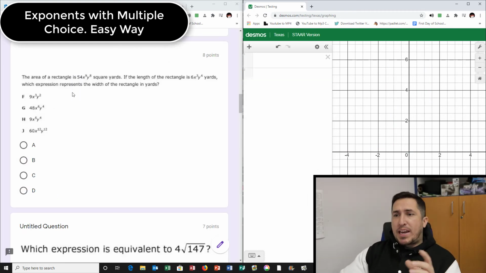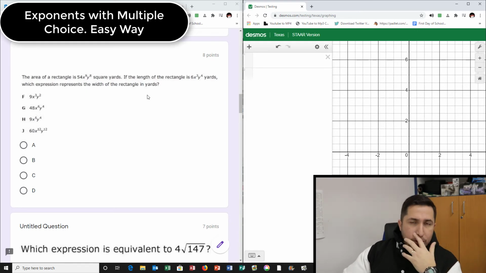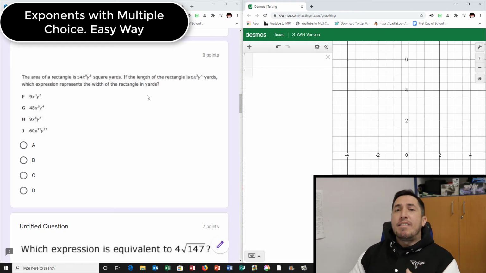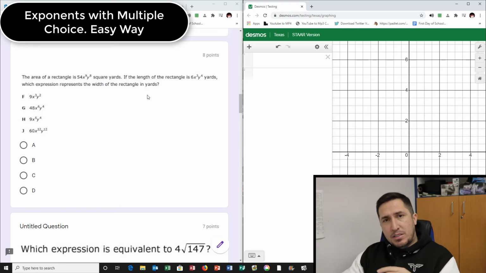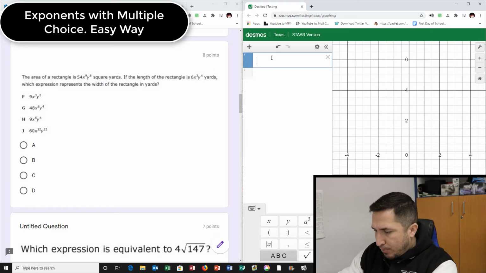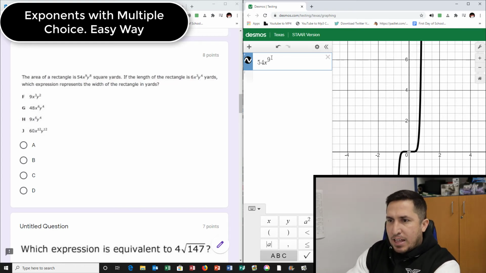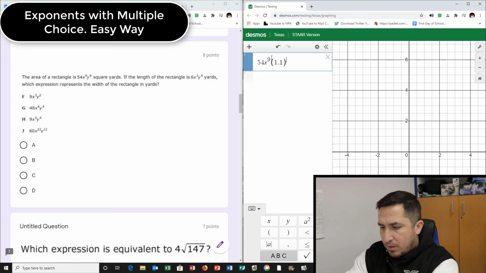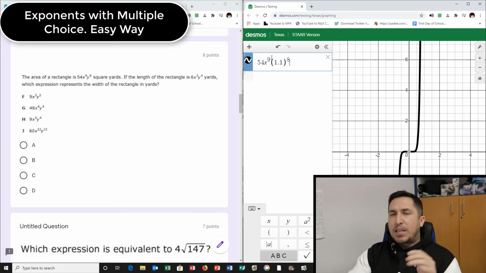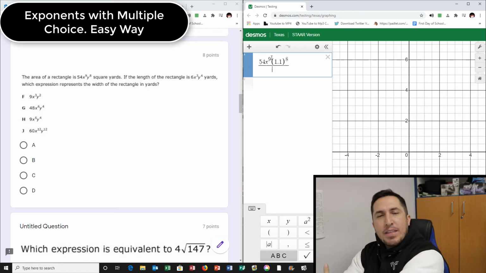Last tips, right here where it says the area of a rectangle is blah, blah, blah, find the length of this. They will usually give you a rectangle or a square. Now here's how you can do these. If they give you area, like this problem does, you type in the area, 54, x to the 9, and then the y. What can I type in for y? You can't type in y. I'm going to call it 1.1 to the 8. So they give you area, you type in area, then you divide by the other guy.